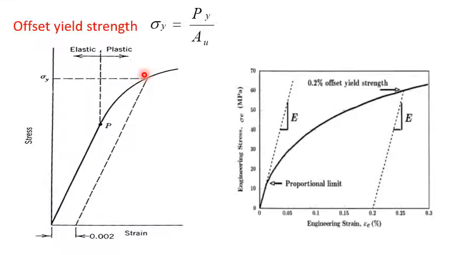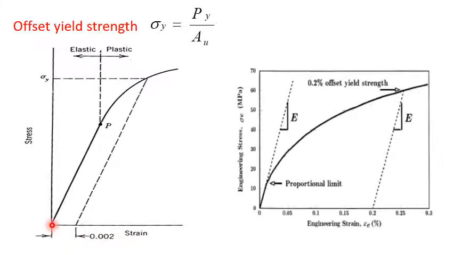Okay, there is no clear indication of the yield point. At that moment, we use a method called offset yield strength. Offset means the line is offset by a particular distance. Normally, in general, we take 0.2% of strain, which is nothing but 0.002.